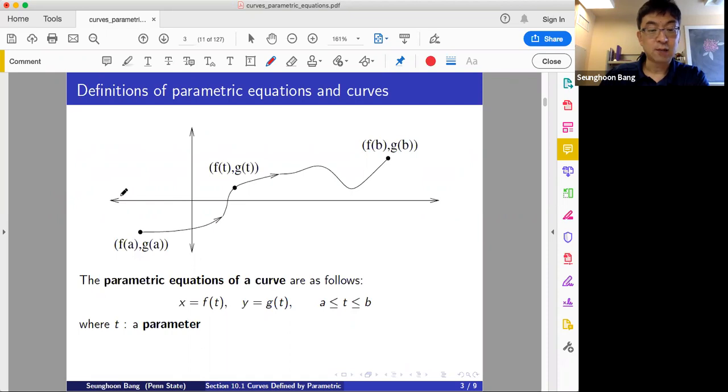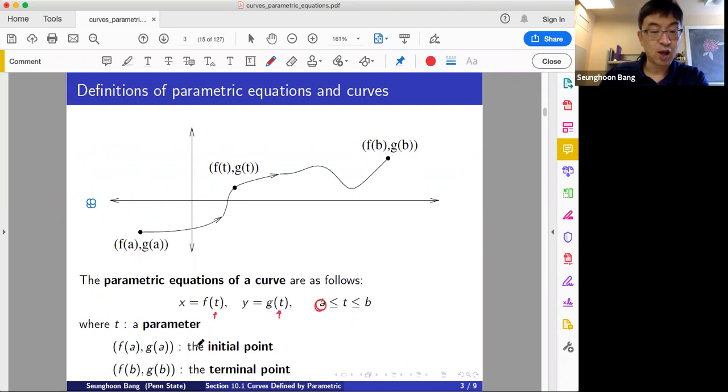Where t is a parameter, f of a, g of a is the initial point, f of b and g of b is the terminal point, because you plug the starting point a in here, so we have the initial point. You can plug the terminal number b into equations x and y, so we have the terminal point. Terminal point is here. So we have some direction. As t is increasing, this point moves along this line like this. We have direction in parametric equations.